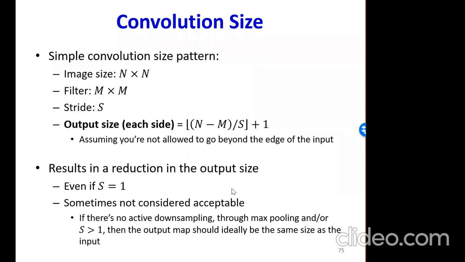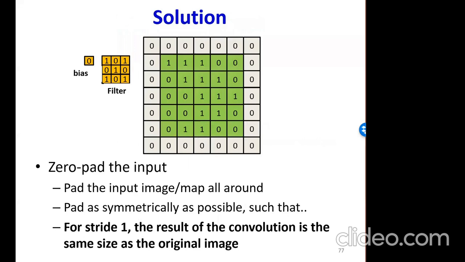And so the solution in these situations is to zero pad your input such that you don't get this reduction in size. What we will do is add zeros all around the input at the boundary. And we will do this as symmetrically as possible, so that in total, we add m minus 1 columns and m minus 1 rows to the original input.